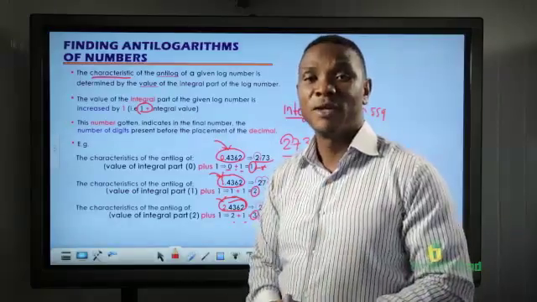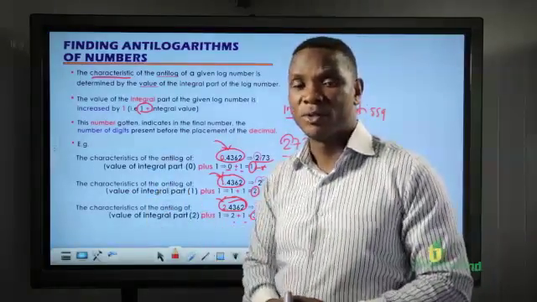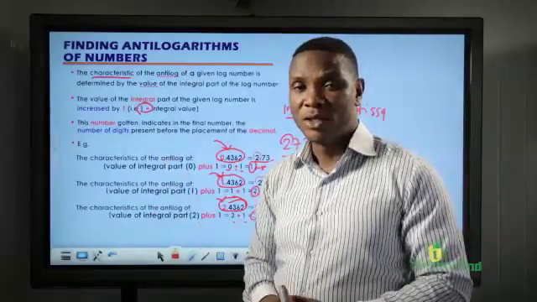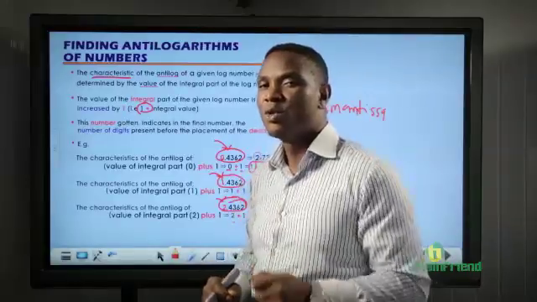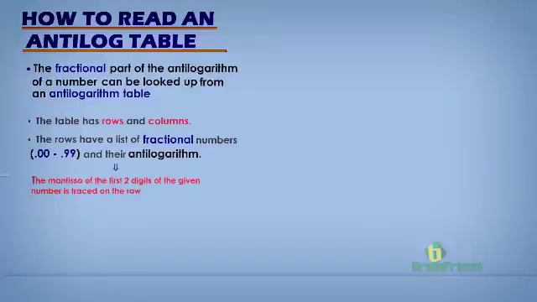Now we know how to find the integral part of our antilogarithms. Next, we'll see how to find the mantissa part of our antilogarithms. Let's go further. Now we've established that the typical number given for us to look up the antilogarithm is divided into its integer and the fractional part. We've also found out how we can find the integer. Now we're going to see how to find the fractional part.